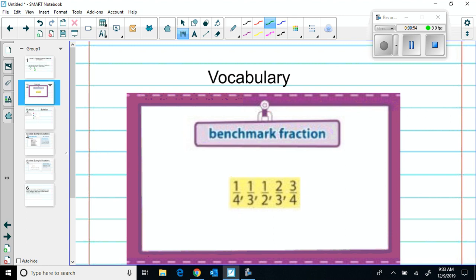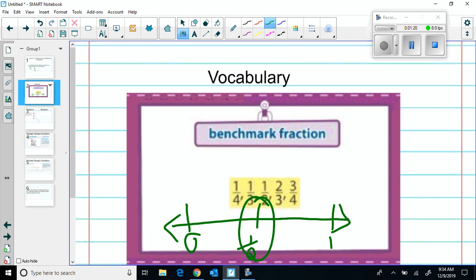Our next slide is our vocabulary slide, which is benchmark fraction. You're going to be using benchmark fractions to decide whether your given fraction is going to be closer to 0, a half, or 1. That will help you. You're going to look at a number line and decide where your fraction is on your number line, if it's closer to a half, a whole, or 0. It's kind of your guiding action and very helpful when it comes to estimating.